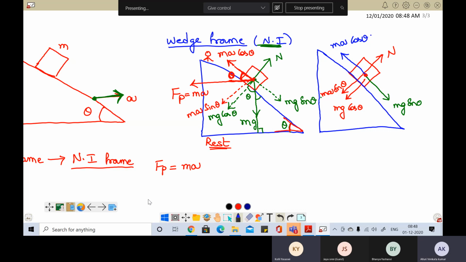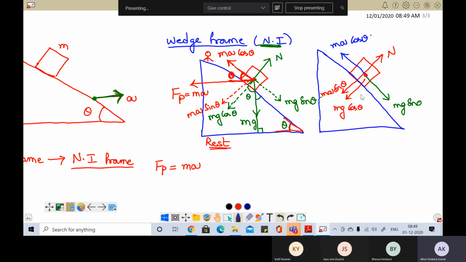Okay, yes, sir. Now you see, I have drawn the third diagram. How many forces are there? Normal reaction, ma sin theta, mg cos theta. Correct or not? Yes, sir. And then along the inclined plane downward, how much? Mg sin theta. And ma cos theta.